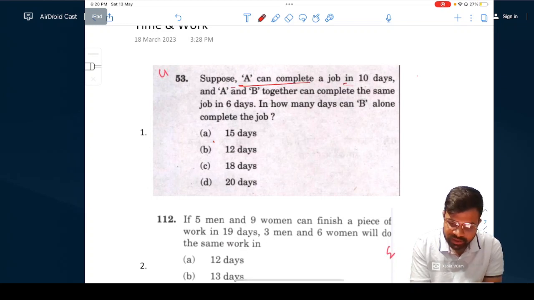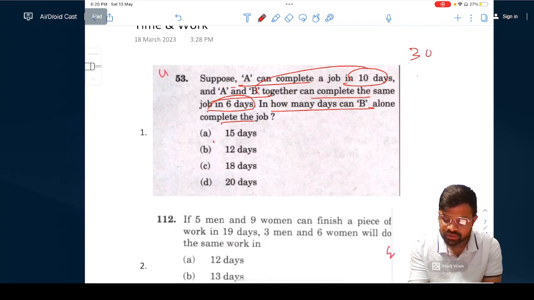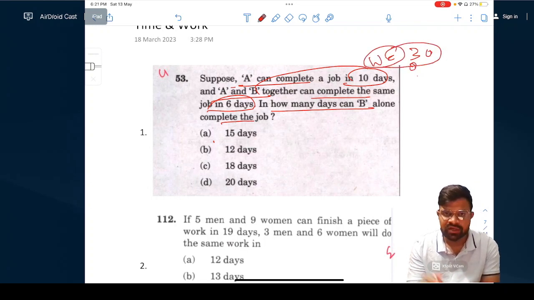Suppose A can complete a job in 10 days, and A and B together can complete the job in 6 days. How many days can B alone complete the job? So what is the LCM of 10 and 6? That is 30. So let us assume our work is 30. LCM should be assumed as the work. That is the first principle.